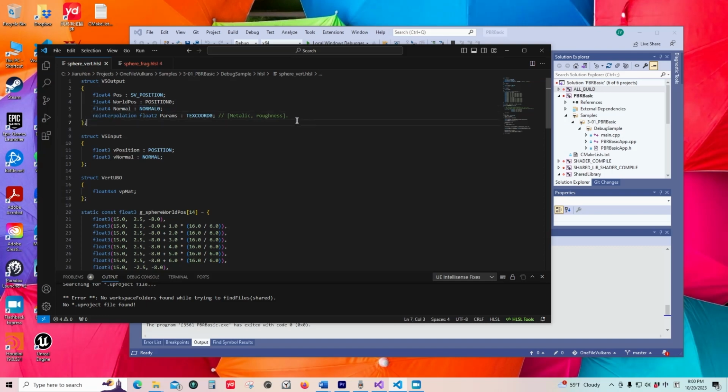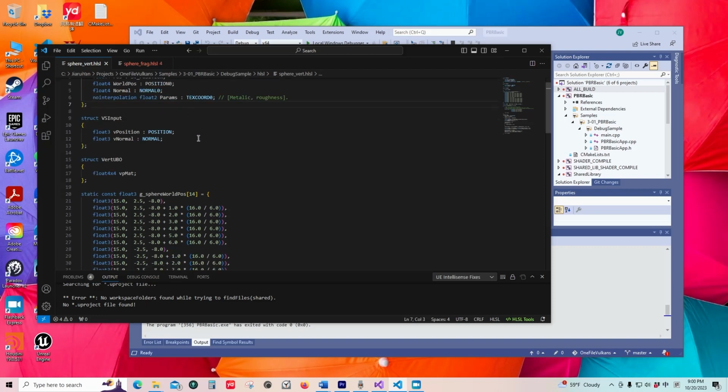It's also in world space, and for the parameters here, the first element is metallic, and the second parameter is the roughness. It's non-interpolated because we don't want the rasterizer to interpolate all these values. The second struct is the input. We use the vertex buffer to feed information into the vertex shader. The first one is the position, which is in model space. The second one is the normal, which I think is also in model space.